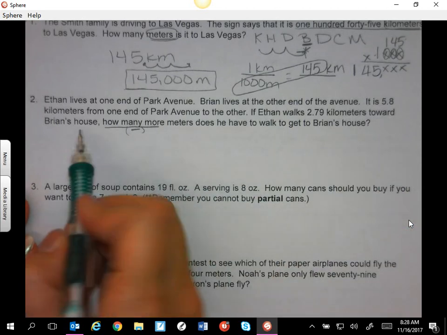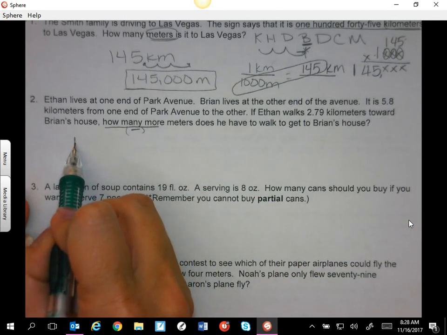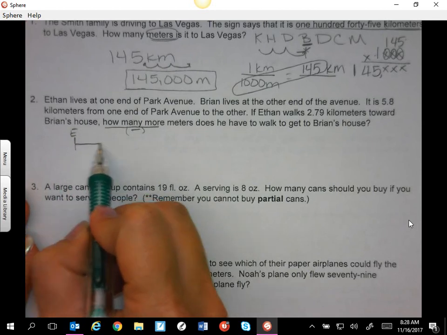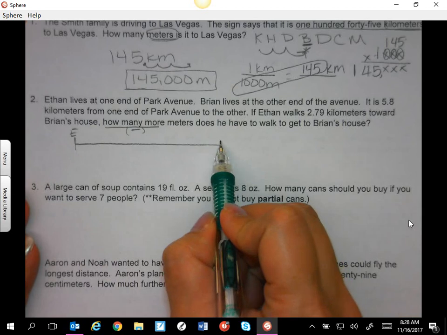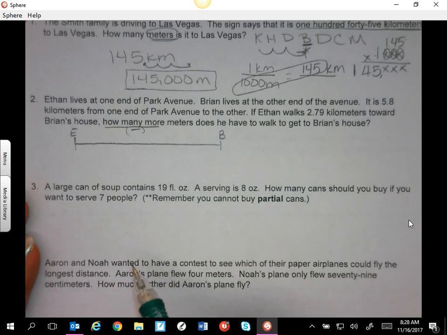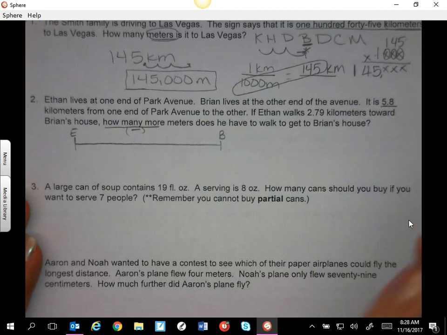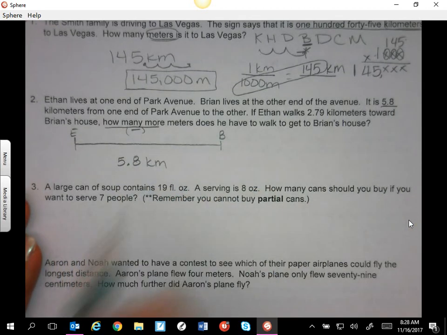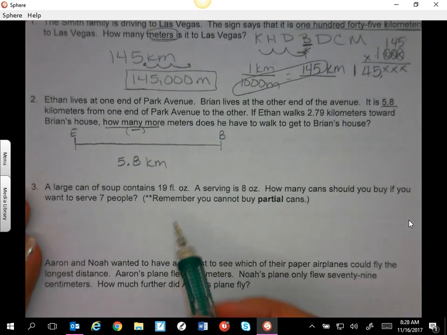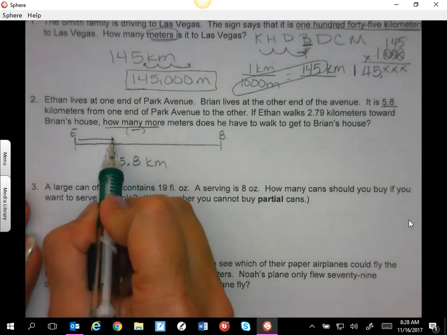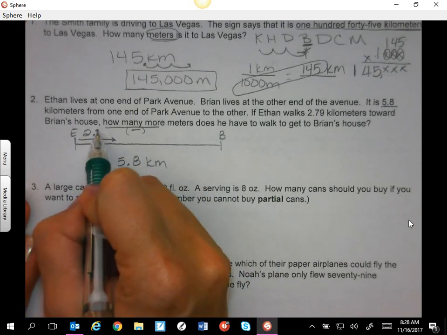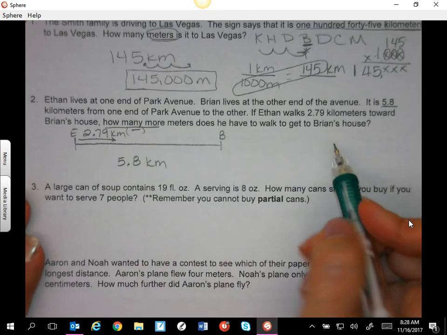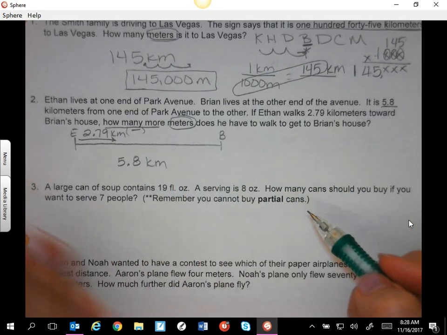So let's draw a little picture for this. Ethan is at one end. Okay, here is Park Avenue, and Brian is at the other end, and it tells us that Park Avenue is 5.8 kilometers. Ethan is going to walk towards Brian's house 2.79 kilometers. How many more does he need to walk? But we need to do this in meters. So we're going to have to do a couple things here first.